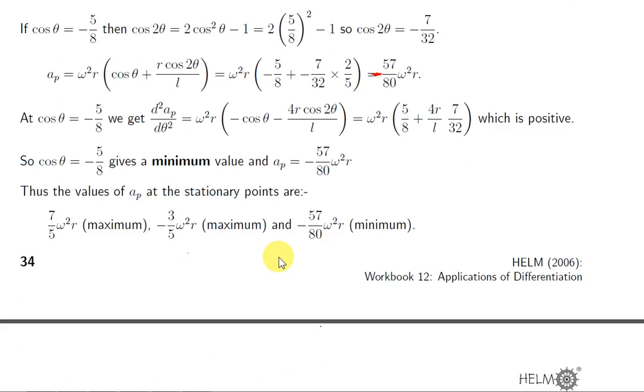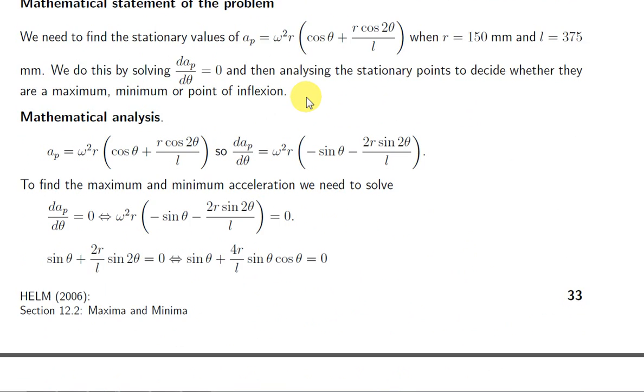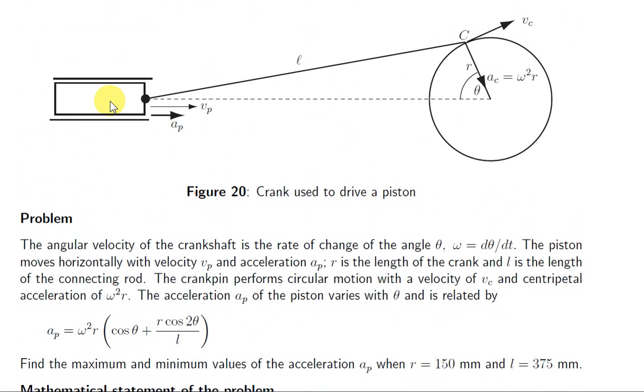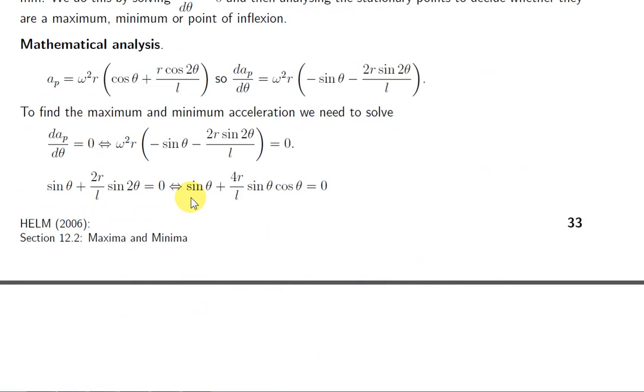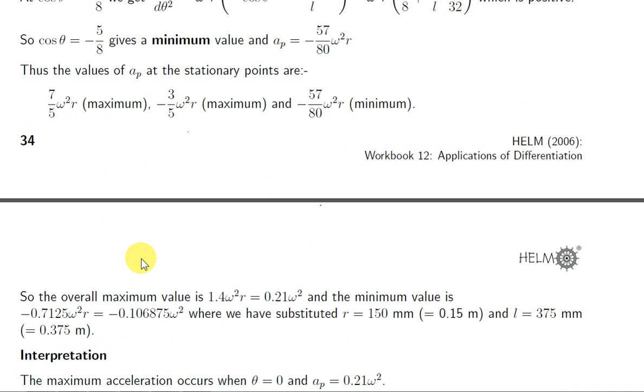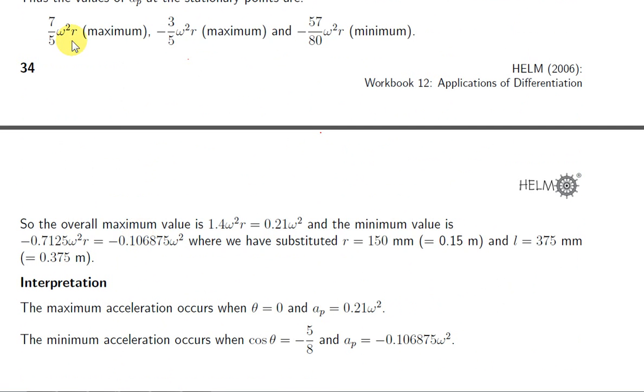So what does a positive acceleration mean? At theta equals 0, the piston is moving to the right and speeding up, if we take directions to the right as being positive for this piston. But it could also be moving to the left and slowing down, because directions to the left are negative. If the piston is slowing down in the negative direction, we say its acceleration is also positive. So that happens when theta is 0. So that's the stationary value for the maximum, for the acceleration, sorry.